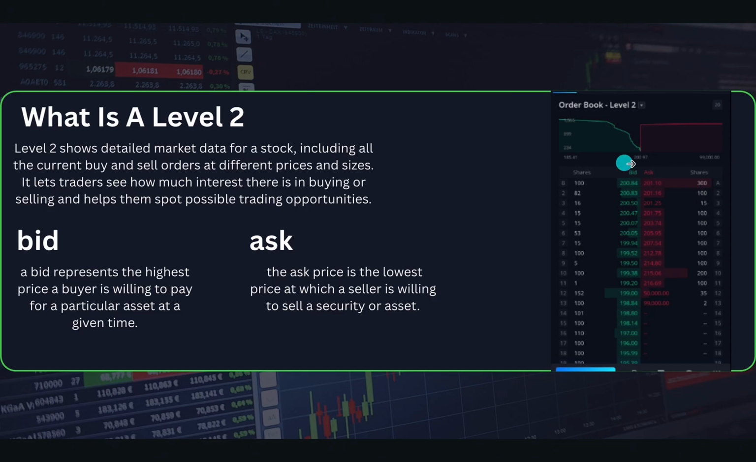Now, if we go to the ask or the sell, we have someone selling 300 shares at $201.10. So you can see by this red bar that there's more selling power. And this is kind of like a battle. You want to focus on the top, and the bottom ones are kind of like future ones, more later on.